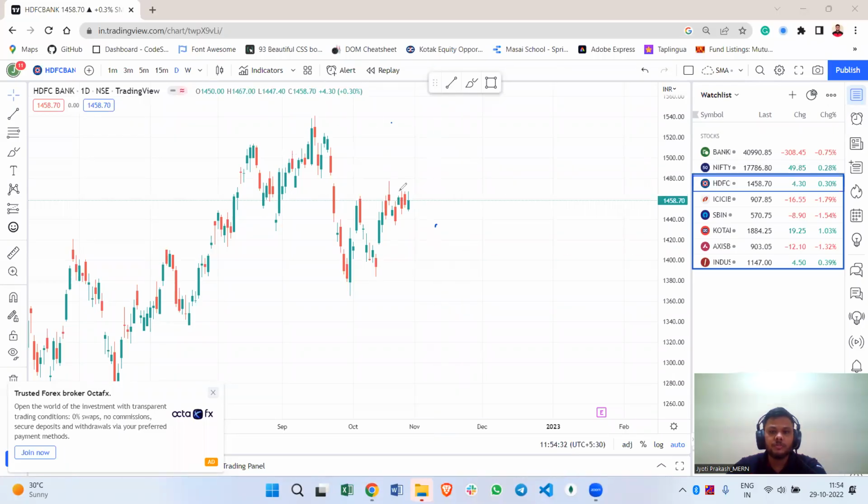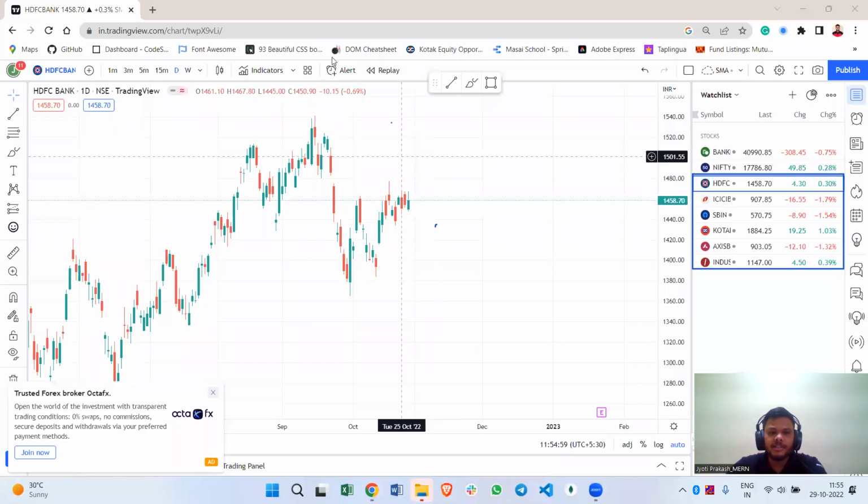and if tomorrow it opens flat or gap up and closes above that high level, then we are going to take it for buying, and our target will be 1,472 to 1,478. But we can take a buying trade if it closes above 1,460, and we can set our first target to that high level, which is 1,467 to 68. After that, if it closes above it, then we'll take the target to 1,480.